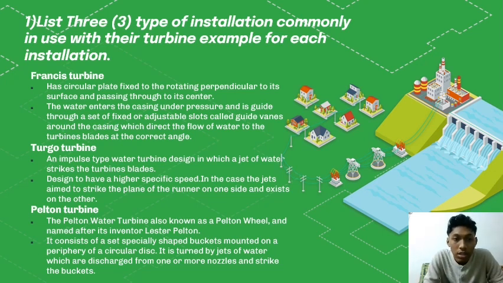The Pelton turbine, also known as a Pelton wheel, is named after its inventor Lester Pelton. It consists of a set of specially shaped buckets mounted on the periphery of a circular disc. It is turned by jets of water which are discharged from one or more nozzles and strike the buckets.